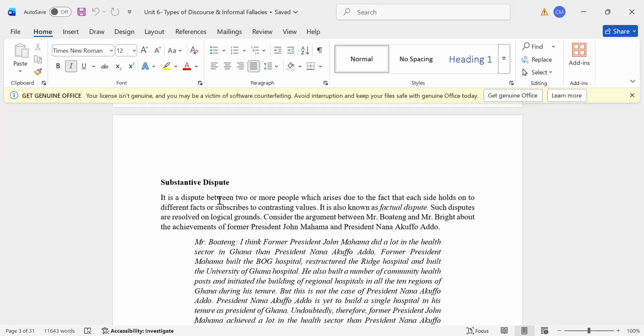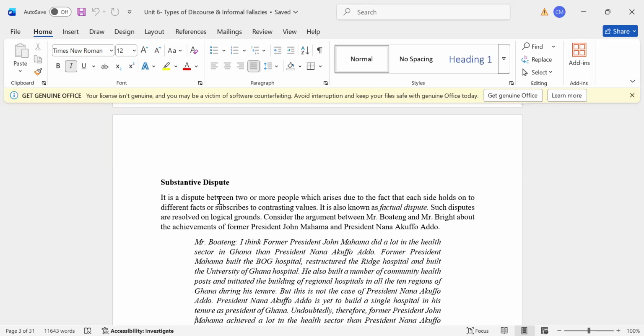When the panel assesses the debate, the panel will look at the group that has the most appealing facts and has been able to articulate the facts in a coherent way. So for a substantive dispute, first of all, identify the facts that are displayed by the different discussants.